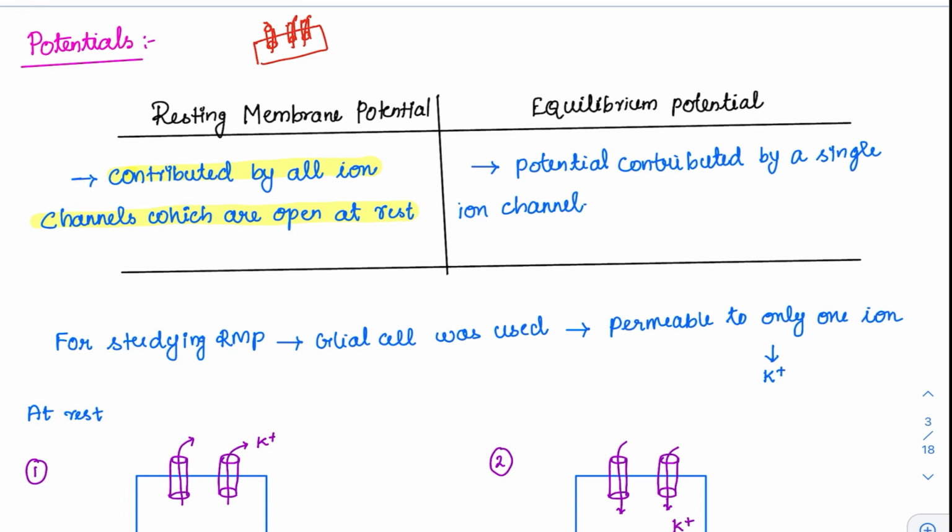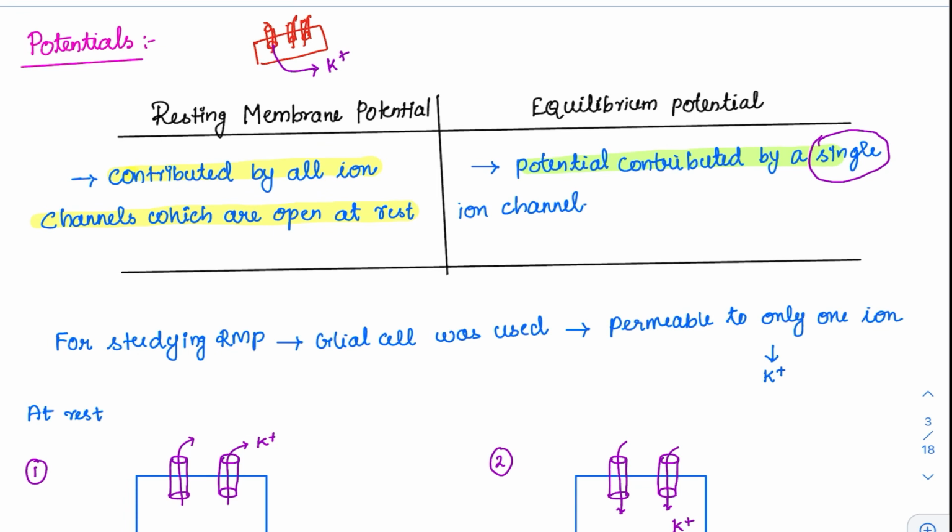Then what is equilibrium potential? The potential which is contributed by a single ion, only one ion. If I talk about a single ion, for example, the potential of only potassium, then it becomes the equilibrium potential. Equilibrium potential is for a single ion, resting membrane potential is by all the ions.